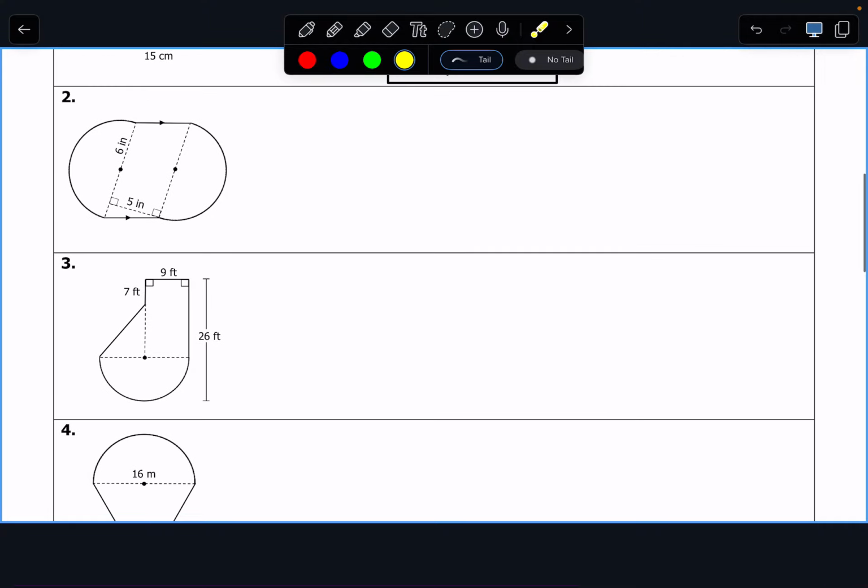The next one. What is that shape? A circle. What is this? Parallelogram. A parallelogram. And then two semicircles. Okay, at your table, work together to see if you can come up with the total area.